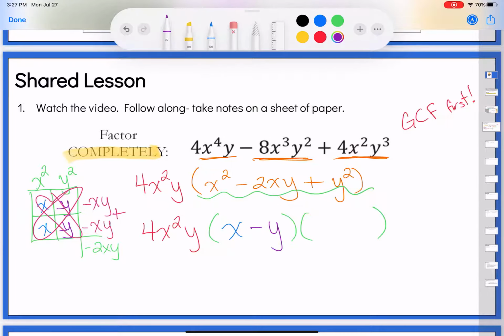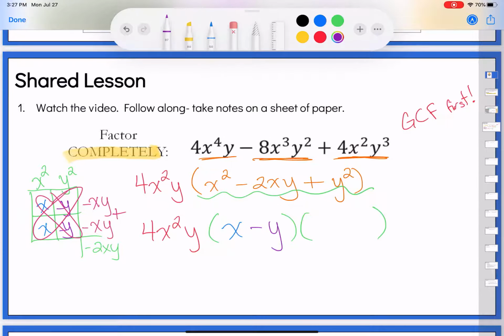You add those together, get negative 2xy. Then you do negative y times negative y gives me positive y squared. Looks like it checks out. Okay. That's funny. Those two are written exactly the same. So technically, I could write my answer, whoops, not with a highlighter, would be 4x squared y times parentheses x minus y squared. Either way, though, doesn't matter.